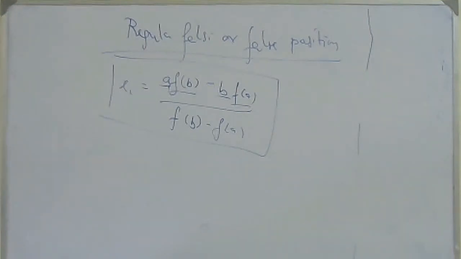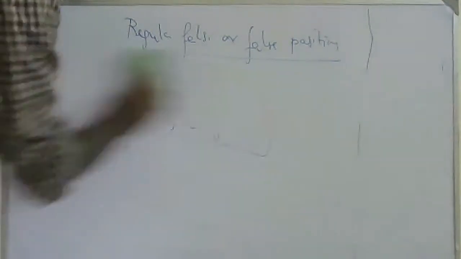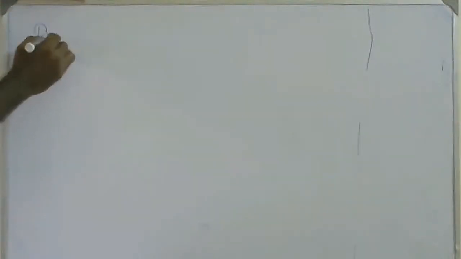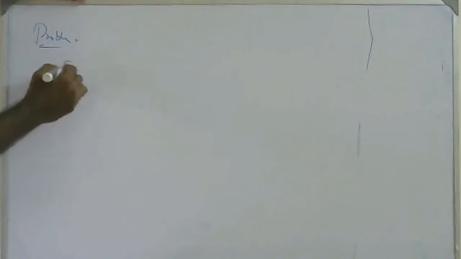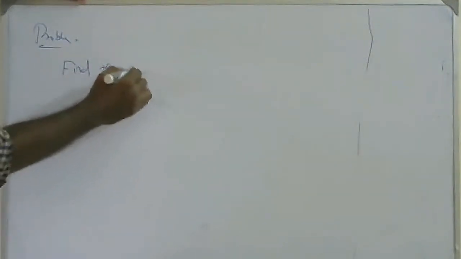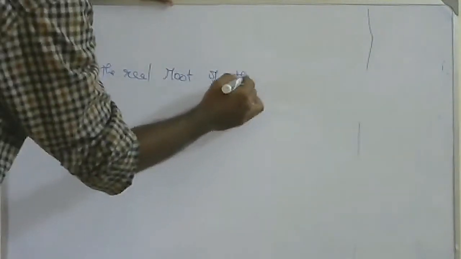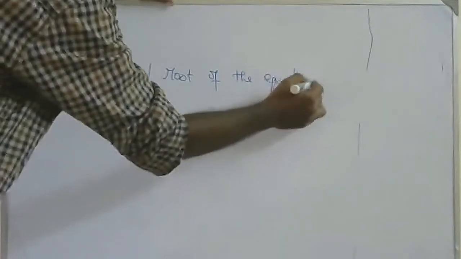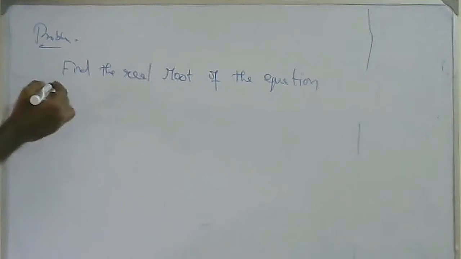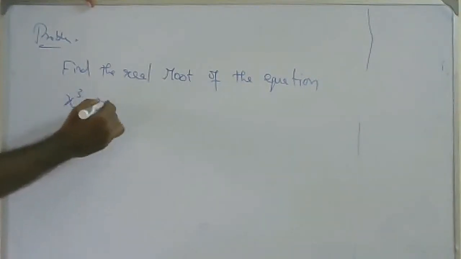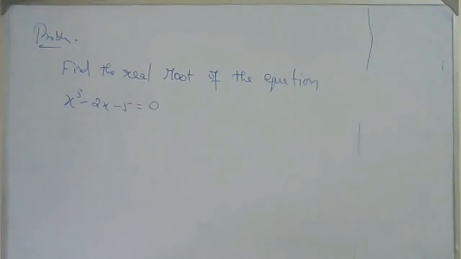This is what we will use iteratively. For x2, we have to transfer the value of x1 into a or b. When to transfer it, I will tell you while solving the problem. Okay, let's solve the problem. Problem one: find the real root of the equation x cube minus 2x minus 5 equal to 0 by the method of false position.